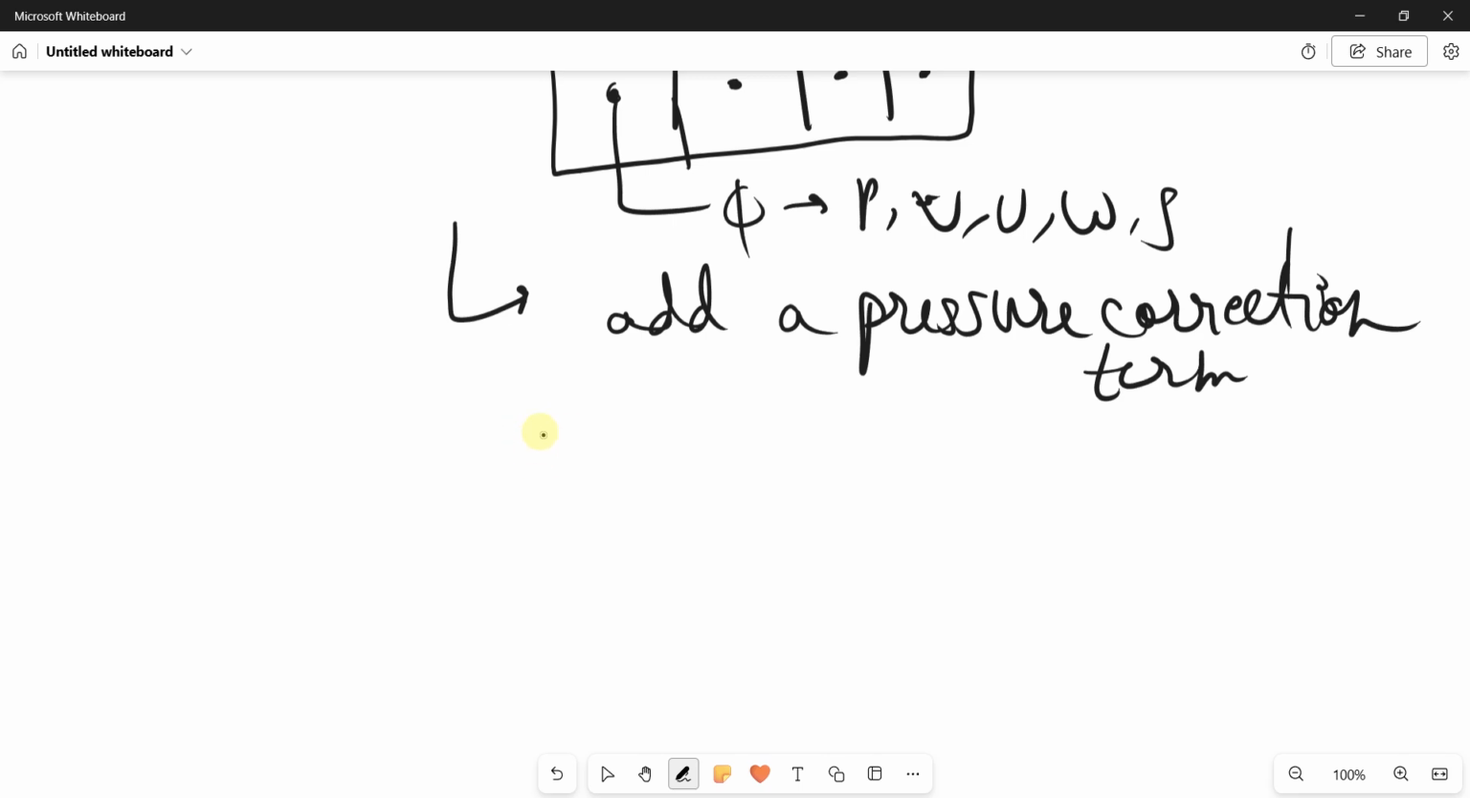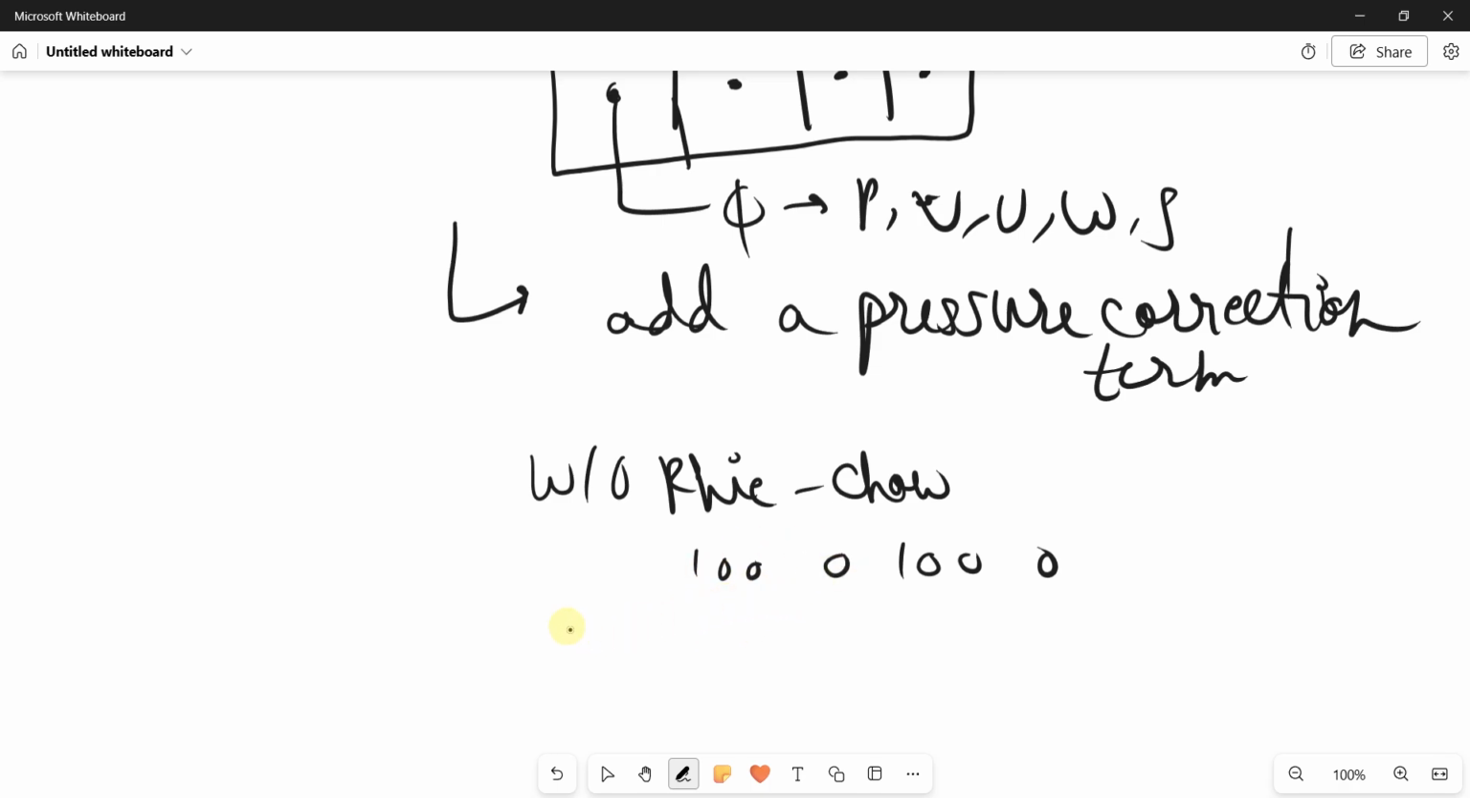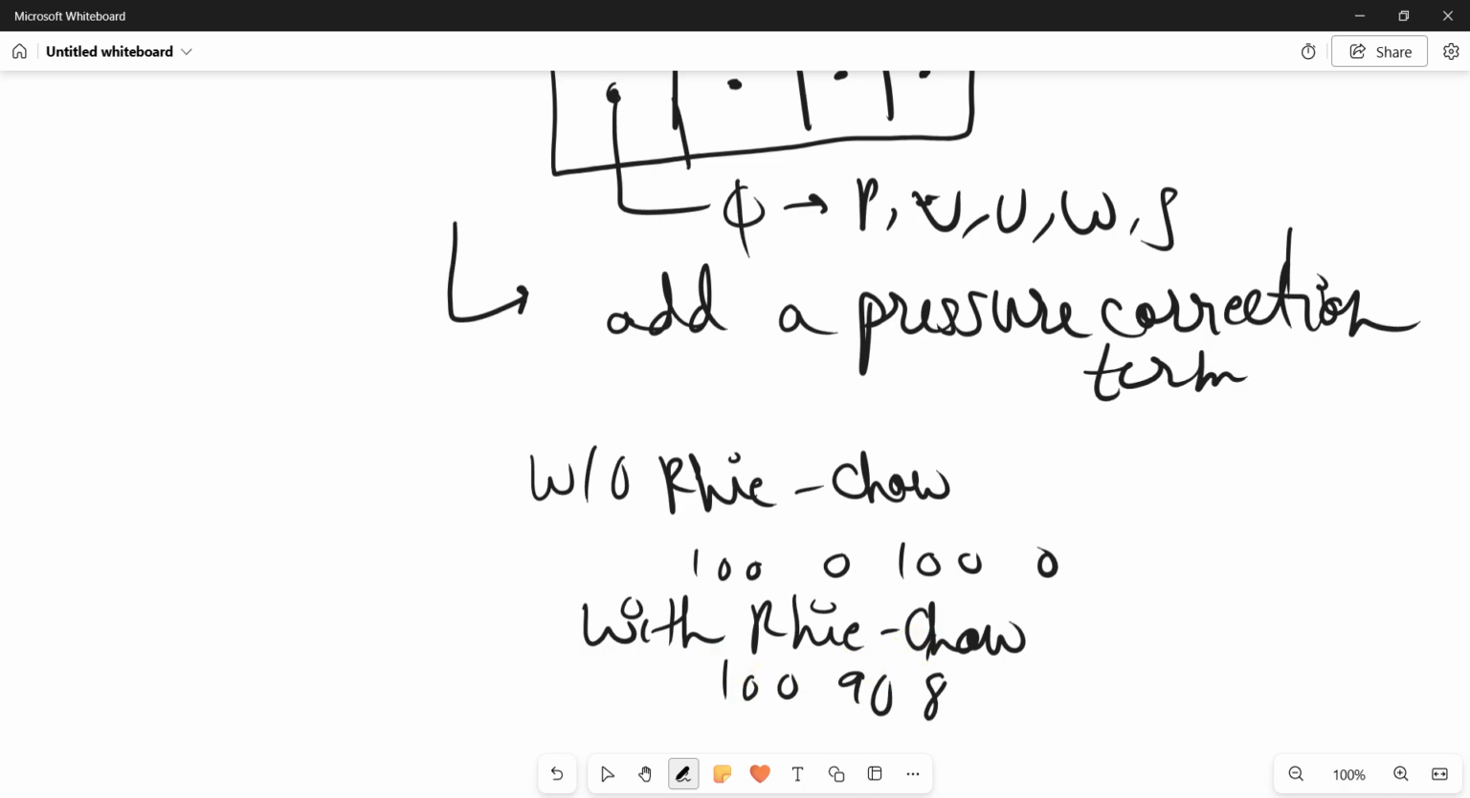So here you can just imagine something like the first order upwind concept flow. Without Rhie-Chow, if the pressure was 100, 0, 100, 0, that is your classic checkerboard pressure case, this would be the case, right? But with Rhie-Chow, you have a pressure correction term, because of which you will get pressure like this, so it's distributed, right? So now this makes sense, right?